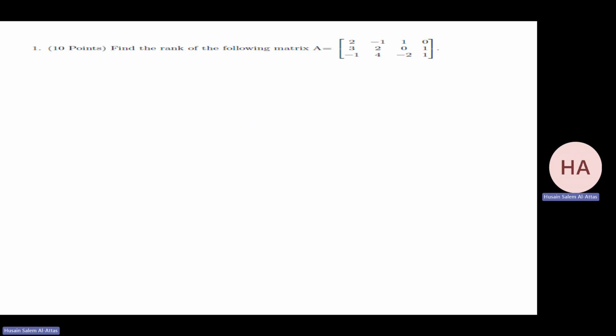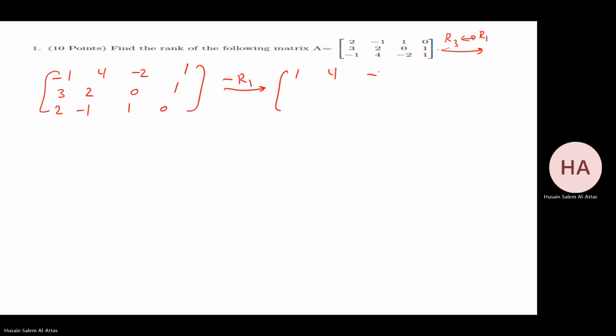Find the rank of this matrix. Yeah, what I will do, the first thing, I will interchange R3 with R1. So I have what? Minus 1, 4, minus 2, 1, 3, 2, 0, 1, 2, minus 1, 1, 0. Multiply the first row by minus 1. Yeah. It's good to practice this.